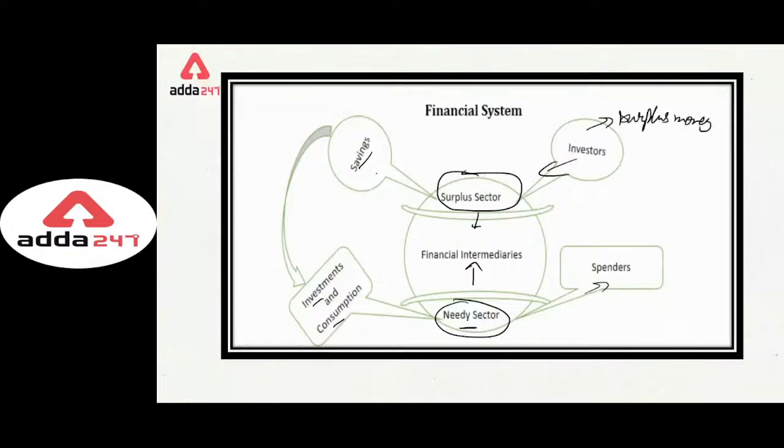Okay, they have deposited the money in the surplus sector. That money was lent to the savings in the banking sector of financial institution. That savings was given to the investment and consumption for the needy sector, and then the needy sector will become the spenders. They will invest, or we can say they will spend the money in the market.